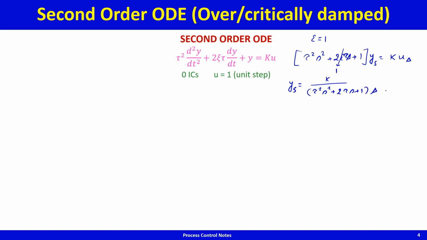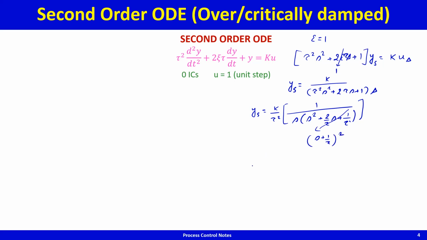And therefore what you get then is y of s is equal to k by tau square. Make the highest coefficient 1, take tau square common, so 1 by s times (s square plus 2 by tau s plus 1 by tau square), and you can see by inspection this is nothing but the square of (s plus 1 by tau).